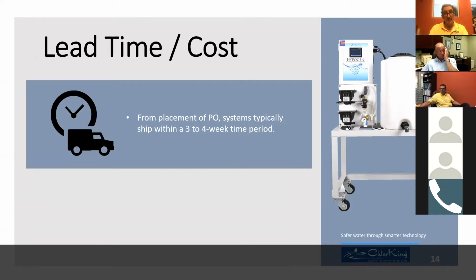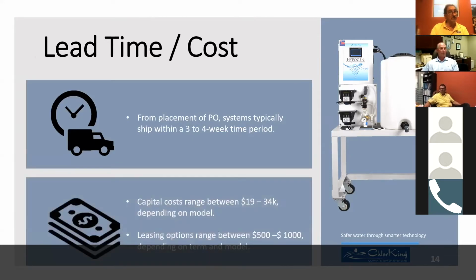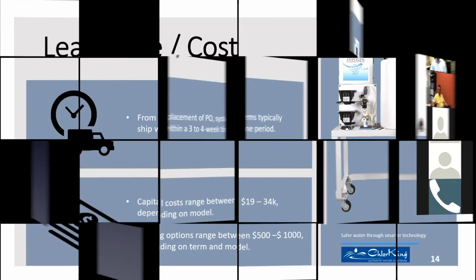From placement of PO, typically a 3 to 4 week time period on lead times, and that goes a little bit up and down depending on the demand. We've been pretty consistent to be able to keep it around the 3-week lead time. And cost, again, end user cost on this machine is anything from 19 to 34K. And then again, we have the same old normal leasing options that we have on all of our products.